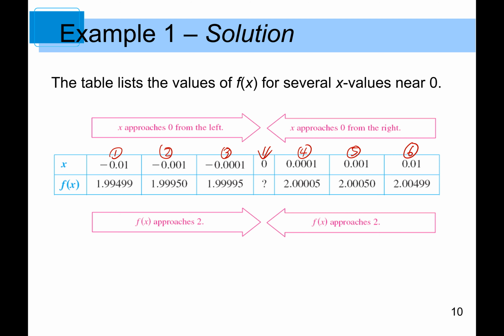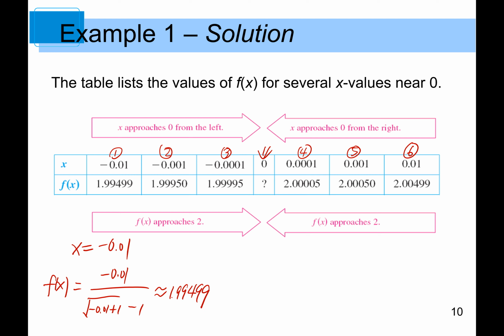As you can see, in order to find these values, for x equal to, let's say, negative 0.01, you just plug it into f of x. f of x is equal to x, which is negative 0.01, over the square root of negative 0.01 plus 1, minus 1. And the result becomes 1.99499. And that's how you find the y values. All these values can be calculated in the same way.